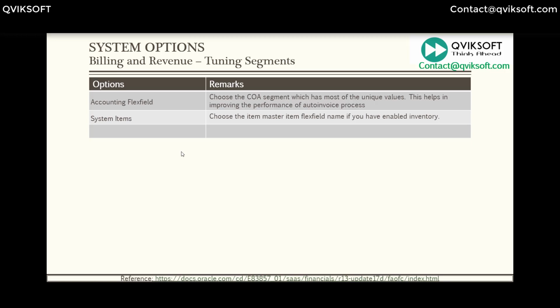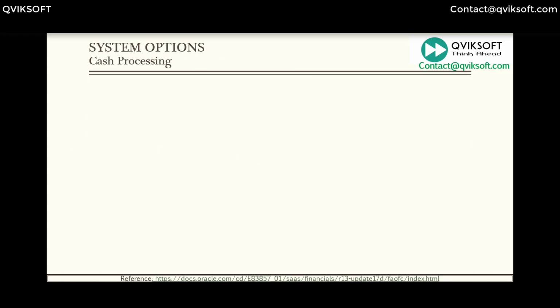So far we have been discussing billing related system options. Now we'll cover the options which are related to receipts or cash. Okay, so let's start. Auto cash rule set. Now auto cash rule set is used for lockbox only. If you're doing manual receipt entry, auto cash rule sets are not used.